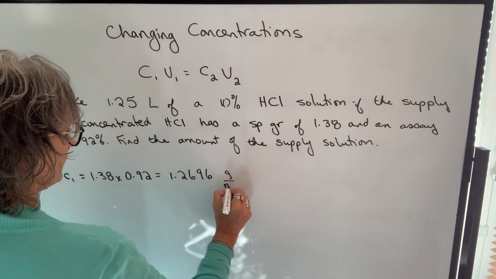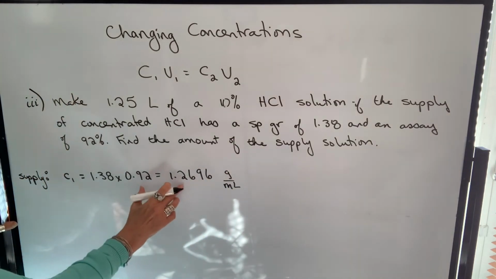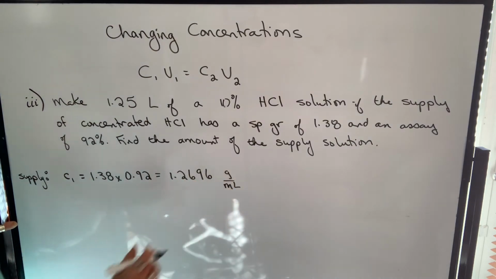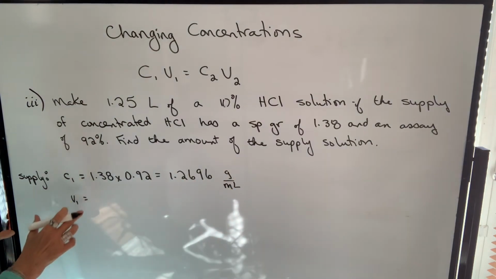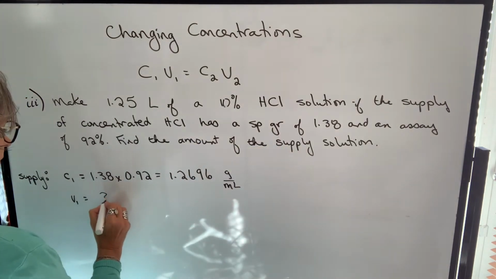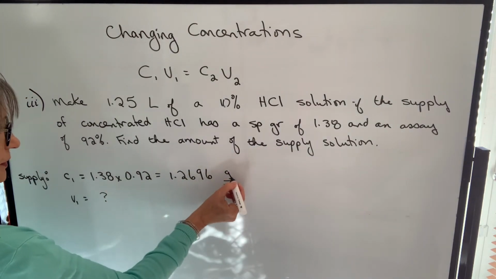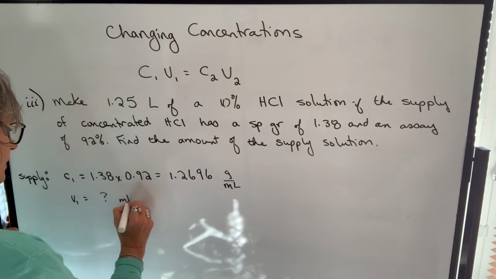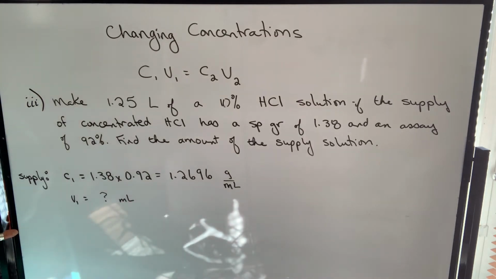And we found that in the last example, 1.2696 grams per milliliter. V1 is what we're finding. We want to know how much of the supply solution we need. Now, if my concentration is in grams per milliliter, I need my volume to be in milliliters. We want to be consistent with our units.